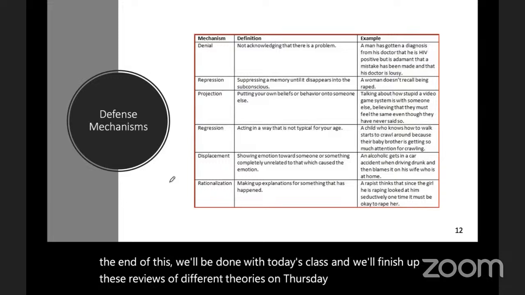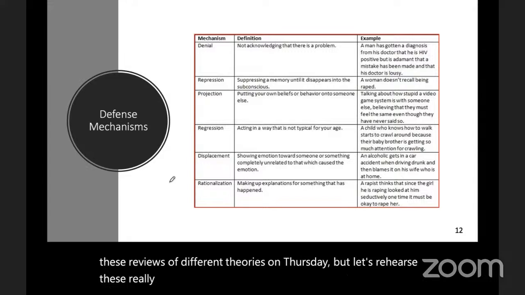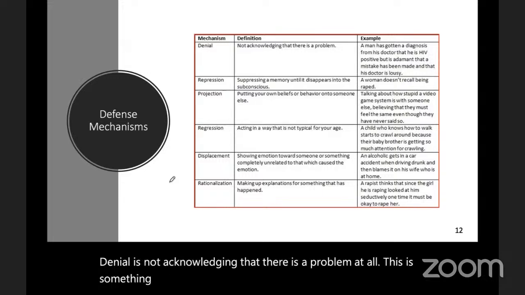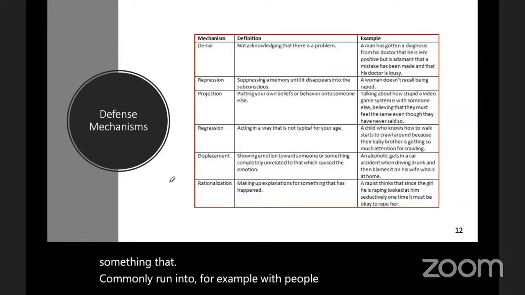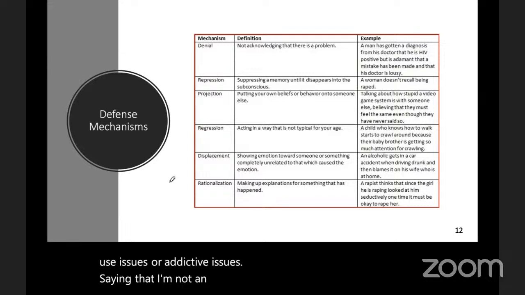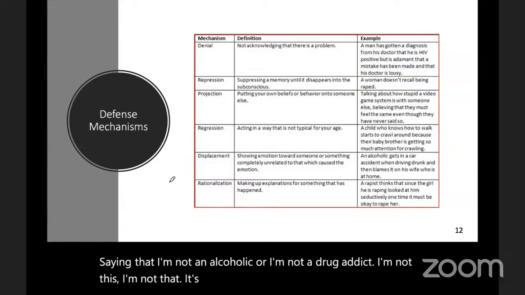But let's rehearse these really quick. So denial is not acknowledging that there is a problem at all. This is something that I commonly run into, for example, with people who have substance use issues or addictive issues, saying that I'm not an alcoholic or I'm not a drug addict, I'm not this, I'm not that. It's being diagnosed with something and denying that it happened.